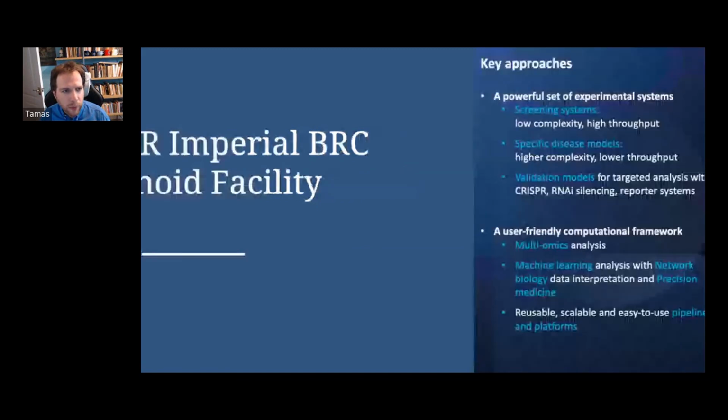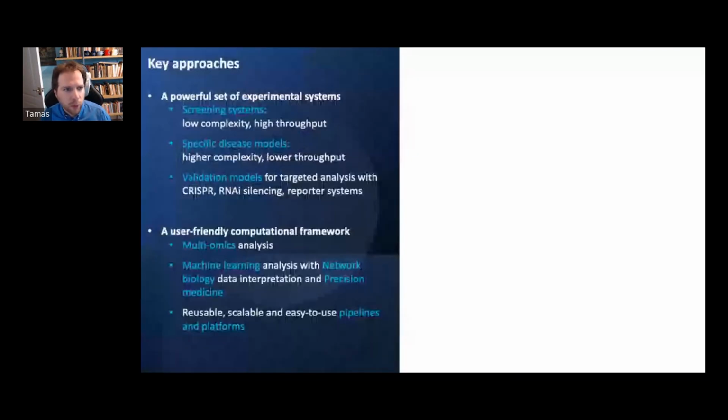And basically in this organoid facility, what we are trying to achieve is to have these kind of screening systems that I mentioned in the beginning of my talk, with low complexity, high throughput, but also disease models, which are more higher complexity, microbes, immune cells, and potentially lower throughput. And we use different reporter systems and genetic modifications to validate disease models.